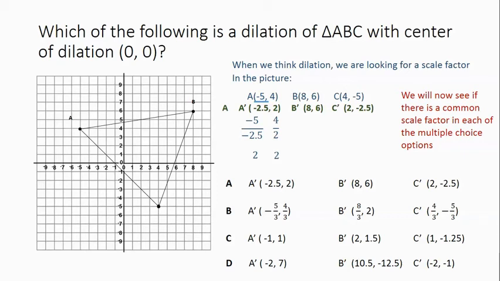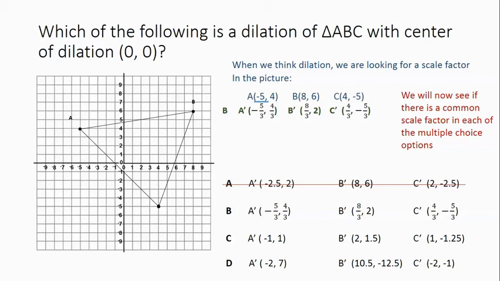So far so good. Now let's take our x values for B. If I take 8 divided by 8, I get 1. Because we do not have a common scale factor, I know that option A is not going to be correct. Now let's compare it to B. So B has an A prime of -5/3, 4/3. It has a B prime of 8/3, 2, and a C prime of 4/3, -5/3.